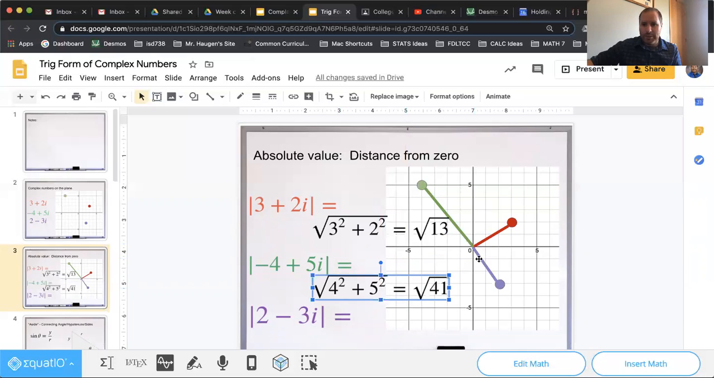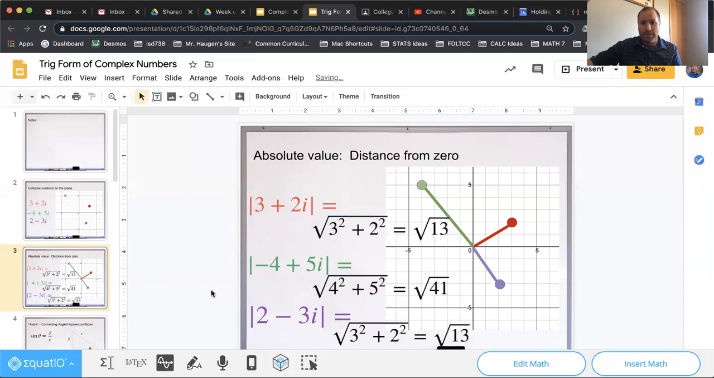This purple line should actually have the same length as this red line because it won't matter what order they're in. We could actually just take this and say it's the exact same work down here, because you're still going to take 3 squared, you're still going to take 2 squared and add those together. It's not going to make a difference.